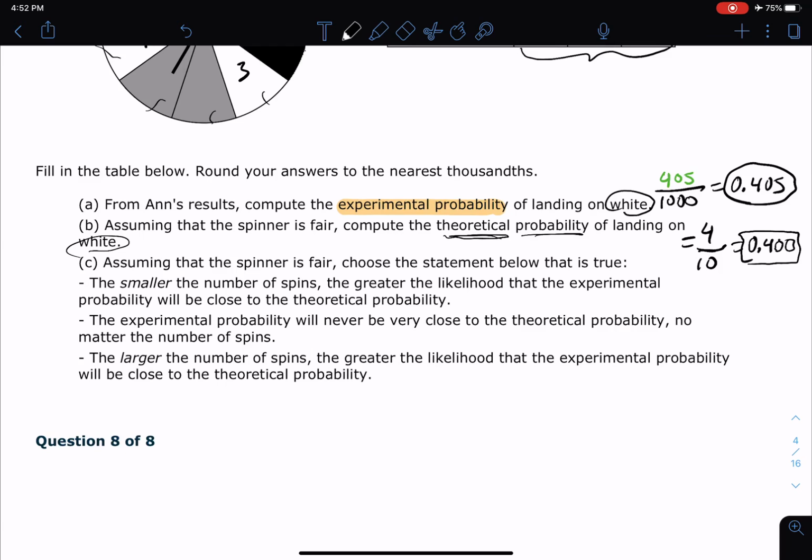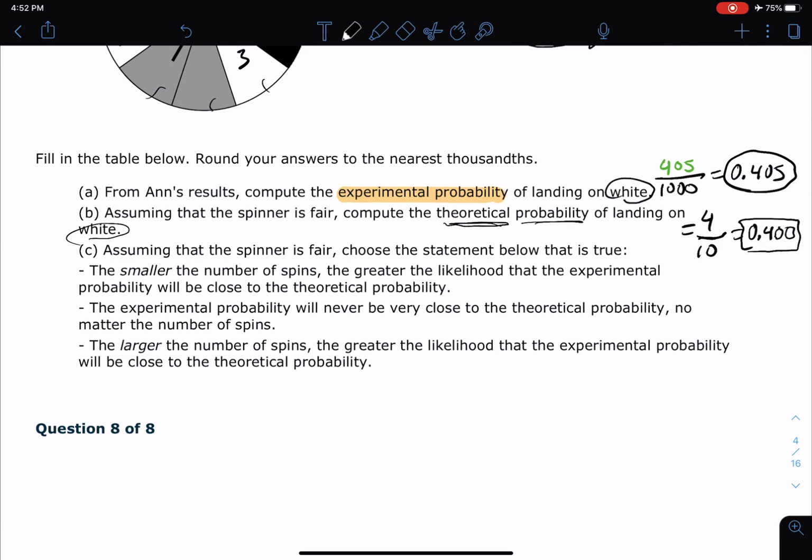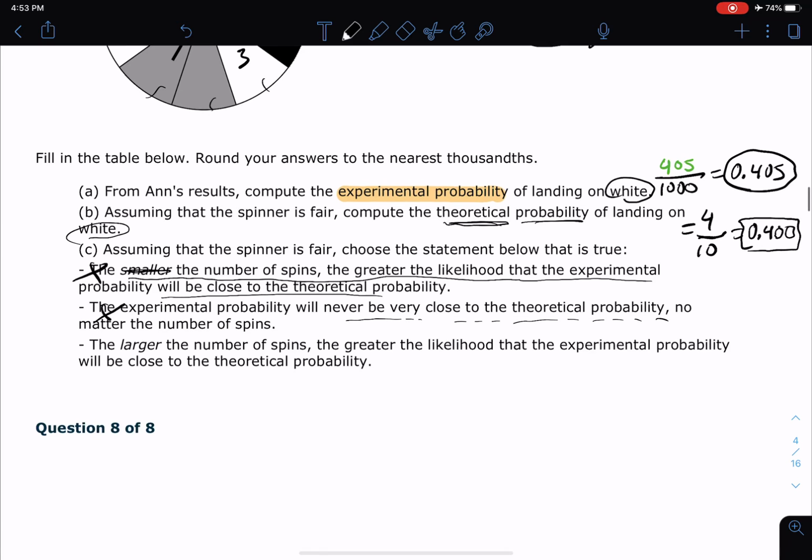And then finally, on part C, it says, assuming that the spinner is fair, choose the statement below that is true. Okay, let's see. It says the smaller the number of spins, the greater the likelihood that the experimental probability would be close to the theory. No, that's not right. Not the smaller, that doesn't work. Okay, so we crossed that one out. The experimental probability will never be very close to the theoretic probability, no matter the number of spins. Oh, that's definitely not right.